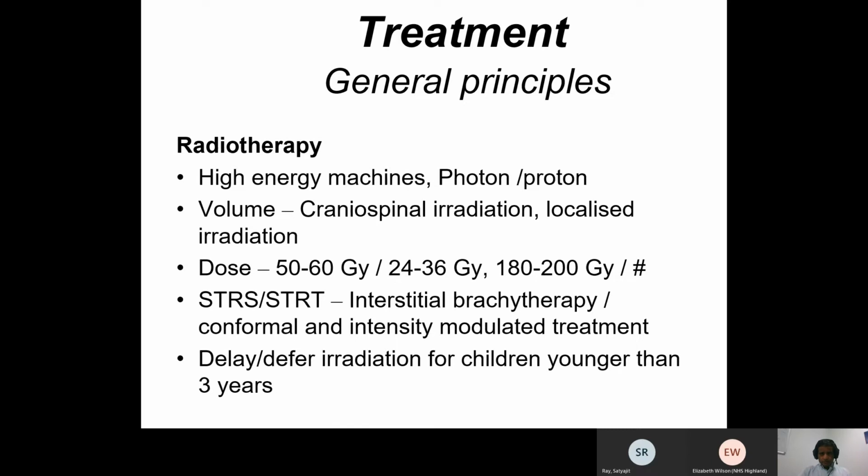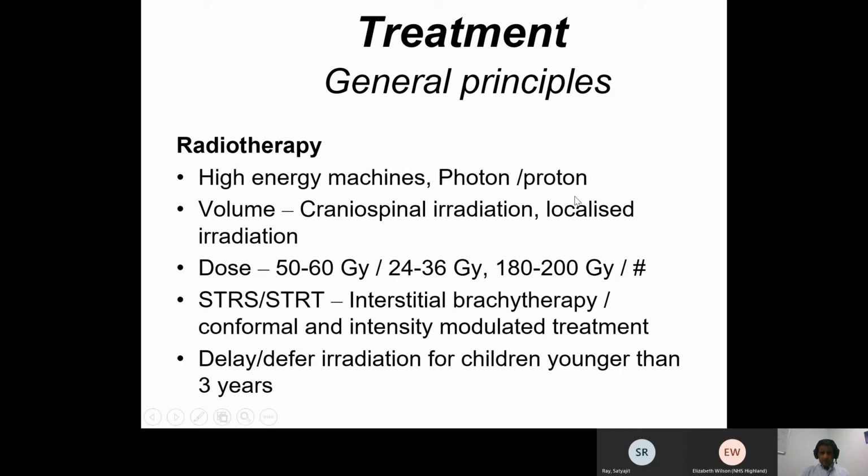So in terms of radiotherapy, they use high energy machines like photons. They used electrons before, but now mostly photons. Now the recent one is proton, because proton can minimize the radiotherapy to the normal brain around it, and it can focus better into the area where you want to deliver radiotherapy.